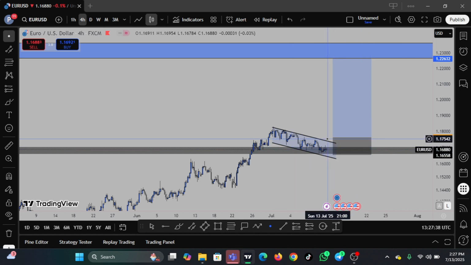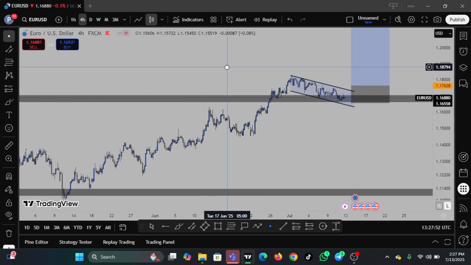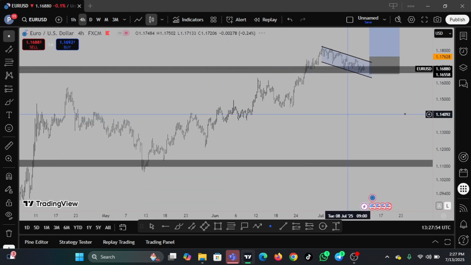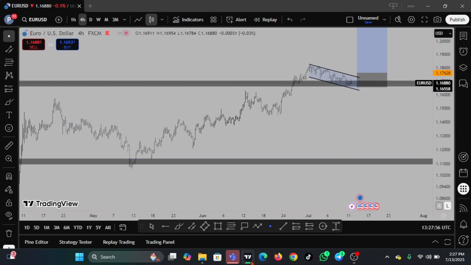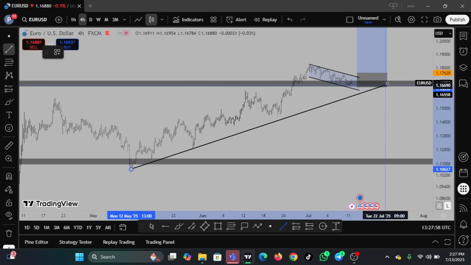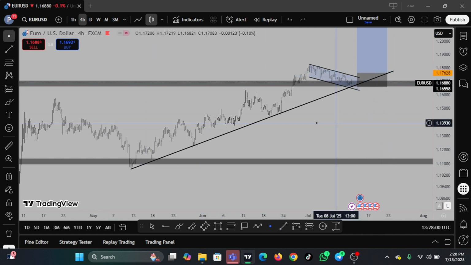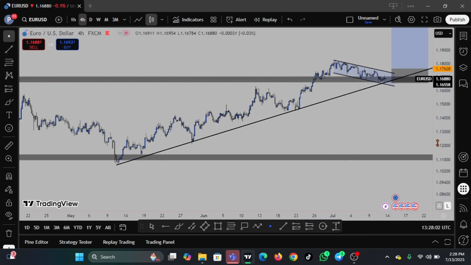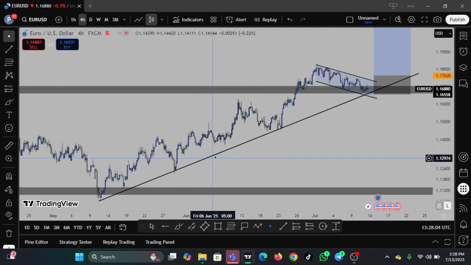So if price should break above this flag pattern, then we'll look to take a buy trade. And as well, on the 4-hour charts, there is a trend line we can nicely plot right here. Yes, this is a trend line on the 4-hour chart. So we have a couple of confluence factors in play that are supporting our claim for bullish movement.